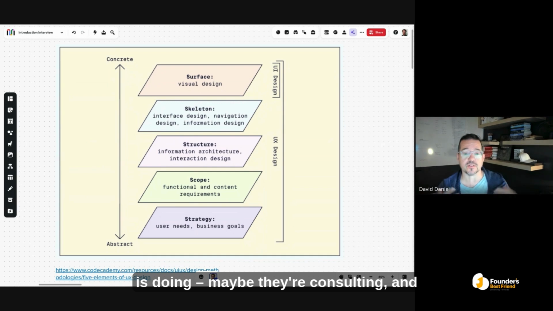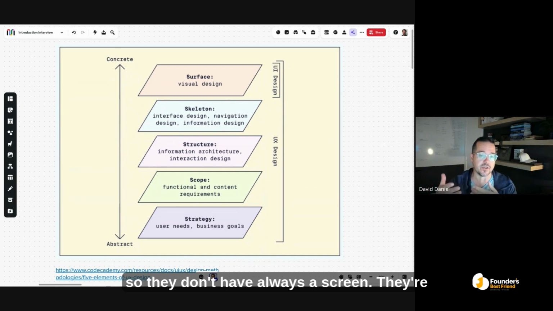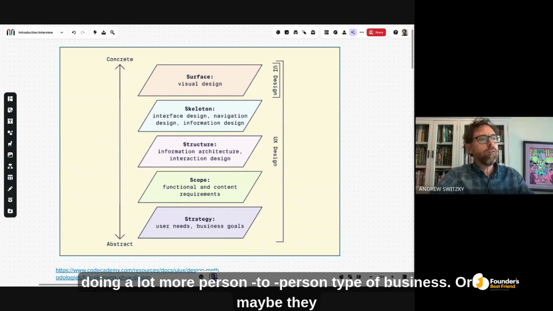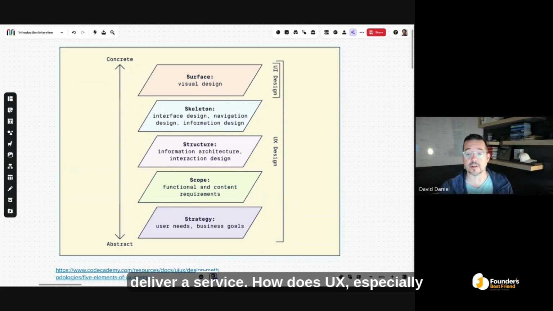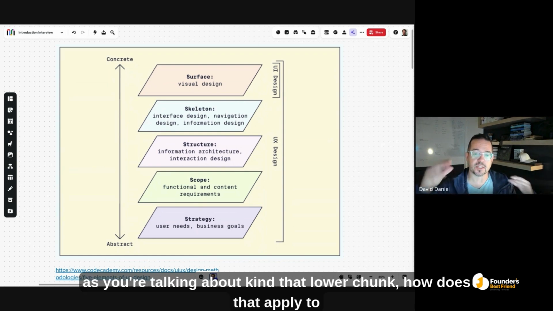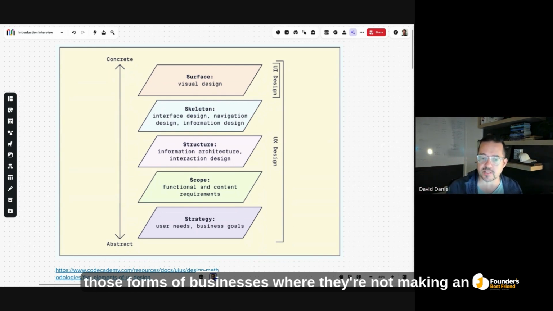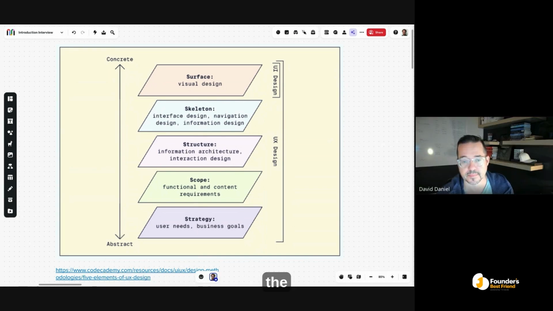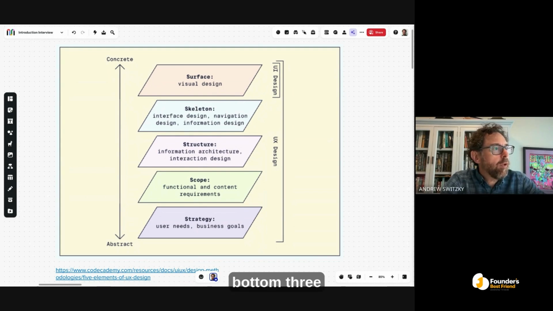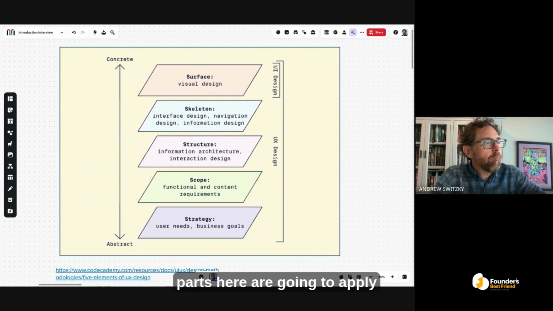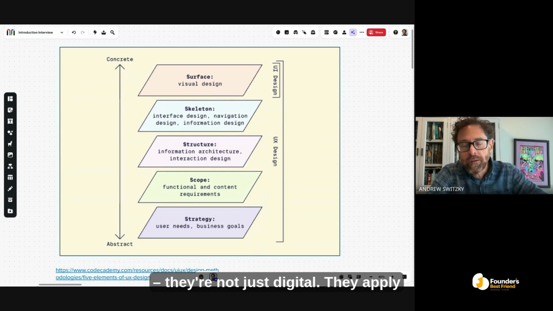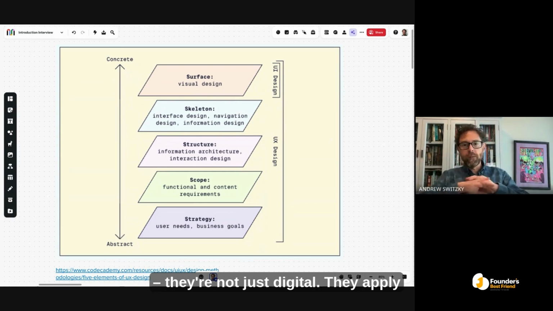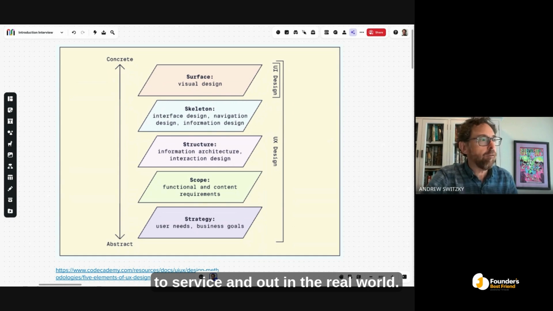Say someone is doing consulting, and so they don't always have a screen. They're doing a lot more person-to-person type of business, or maybe they deliver a service. How does UX, especially as you're talking about that lower chunk, apply to those forms of businesses where they're not making an app or something like that? So the bottom three parts here are going to apply. They're not just digital. They apply to service and out in the real world.